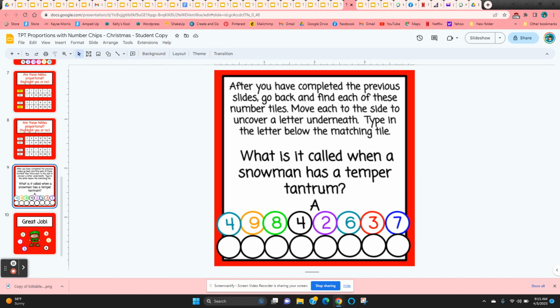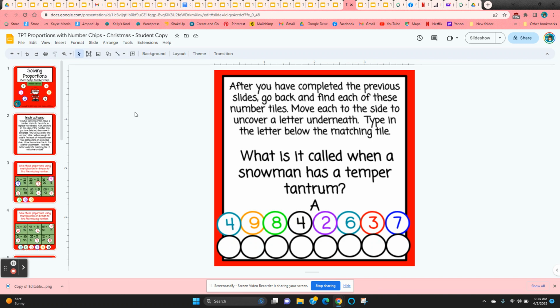So that is the holiday version of solving proportions with number chips.